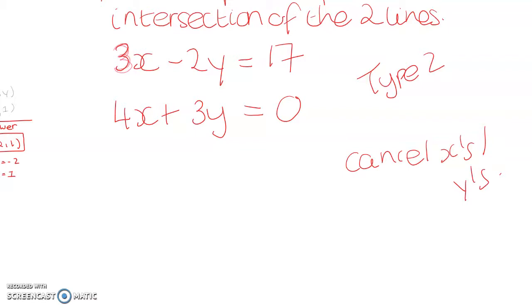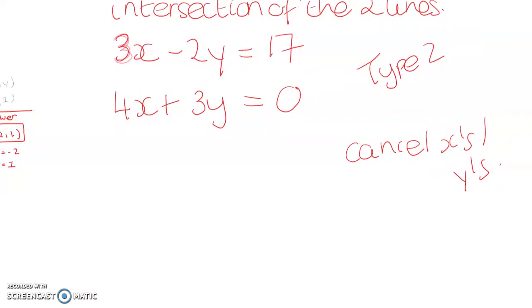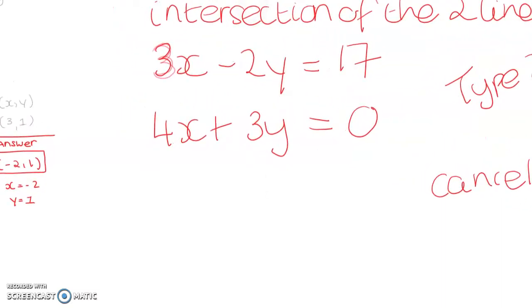So this is why this is type 2. You look and think, oh, hold on a second. Gee, there's nothing straight off that's going to cancel. But I do know that 3 and 4 both multiply to give you 12, don't they? That would be the lowest number that they would multiply to give you. And minus 2y and 3y, lads, what's the lowest number they'd multiply to give you? 6, isn't it? So now you have a choice.